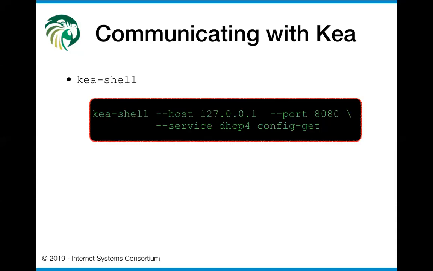So to use Kea shell to communicate, you're going to use something along the lines of Kea shell, give it the host IP address or name of the server that you want to talk to, the port on which the Kea control agent is listening, the service, and this is again the DHCPv6, or if you leave it empty, it is going to talk to the control agent itself. And then the last item is actually the command that is being sent to the remote server. So in this case, we're running the config-get command on the local host server where the Kea control agent is listening on port 8080, and we are specifically getting the configuration for the DHCPv4 server that is running on this machine.